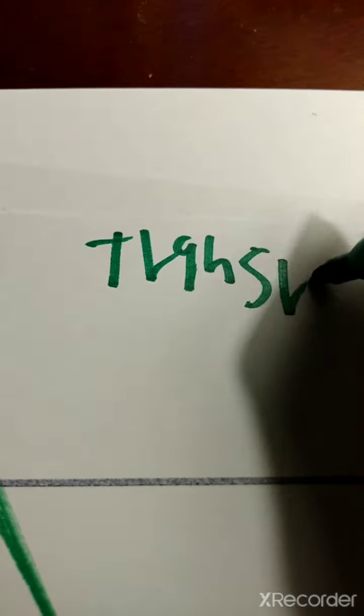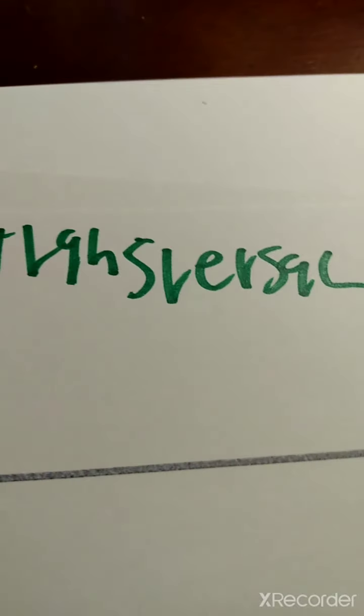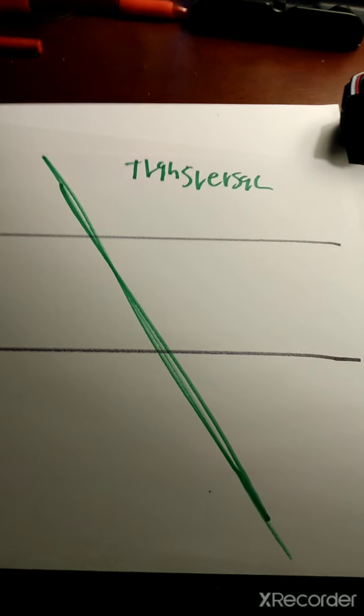What else we're going to be reviewing is called a transversal line. That looks like this. A transversal line is a line that is going across parallel lines, or that is striking through the parallel lines. So that green line is going to be the transversal. Here's a good way to remember that.